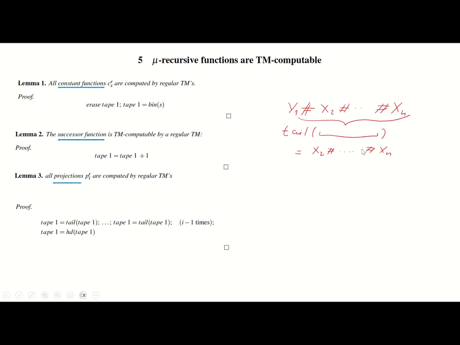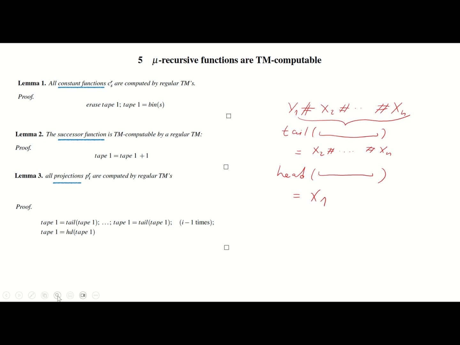So let's say there's also another Turing machine we discussed. This is the head of this thing, and this outputs x1. You just keep on reading it, and once you see hashtag, you switch into a state where you start erasing, putting blanks.